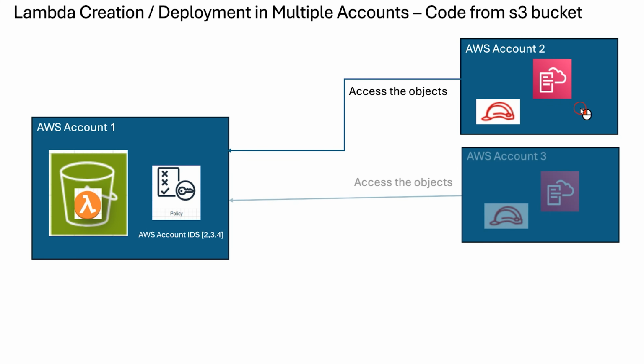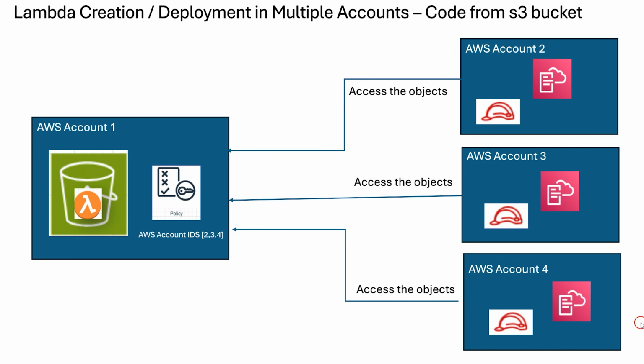Similarly, the second or third AWS account needs an execution role, and the account also has to be listed in the bucket policy so that it can access the object, the Lambda code, and spin up the same Lambda in account 3 also. Similarly for account 4.